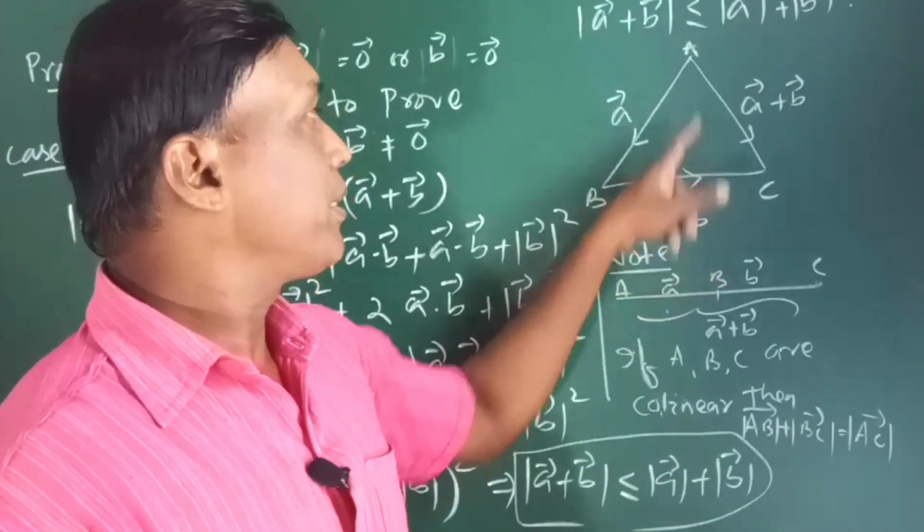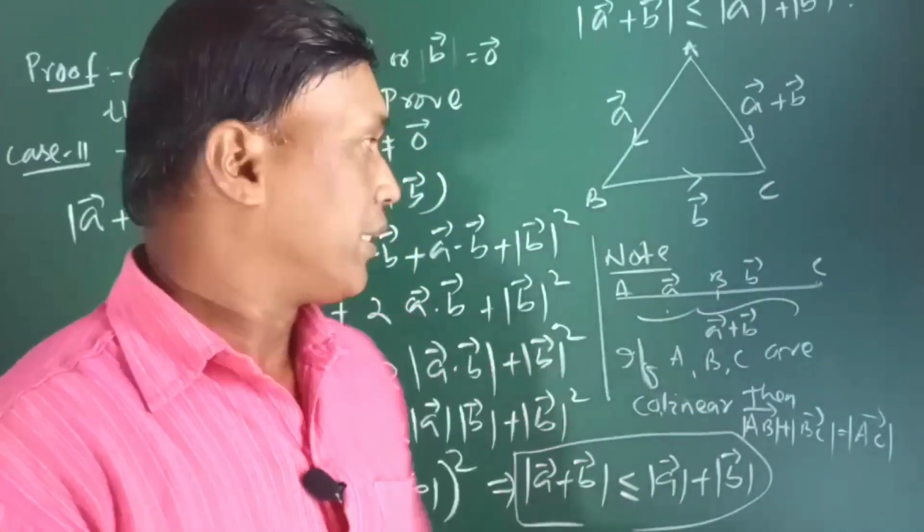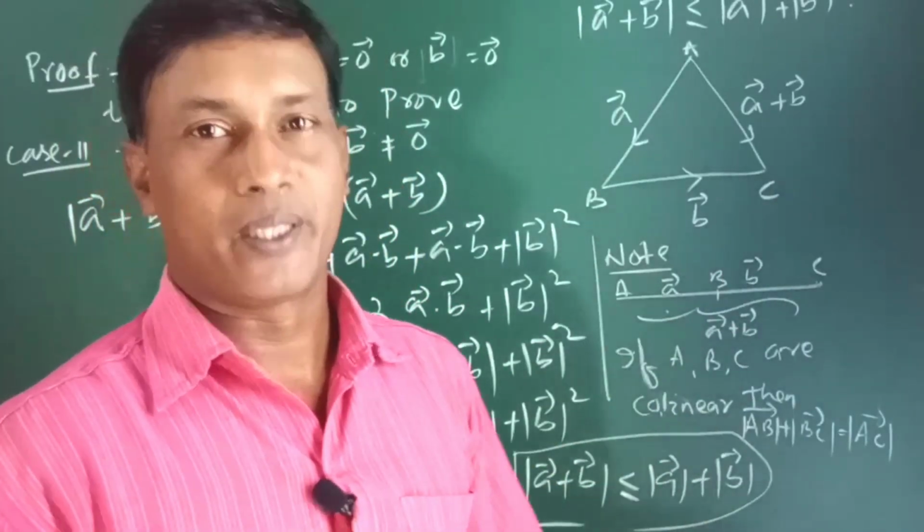If AB plus BC is equal to AC, then the 3 points are collinear. In this way, you can show that the 3 points are collinear.